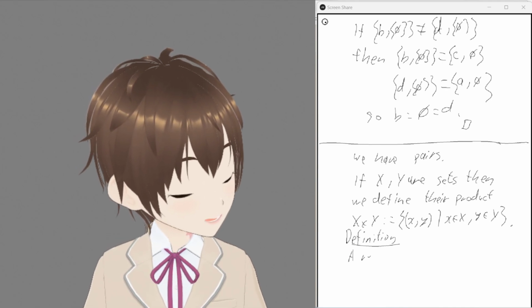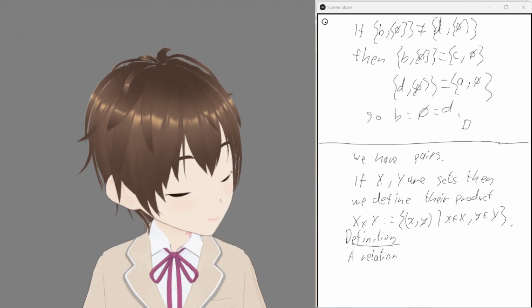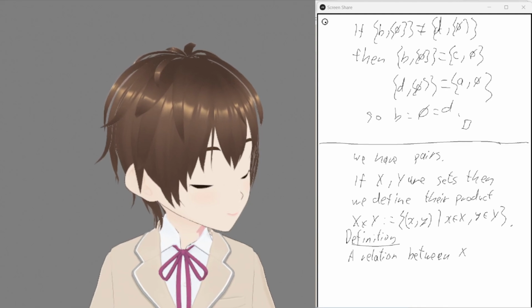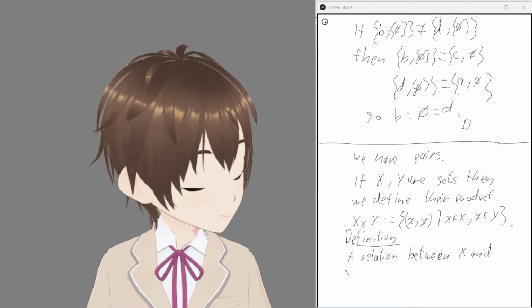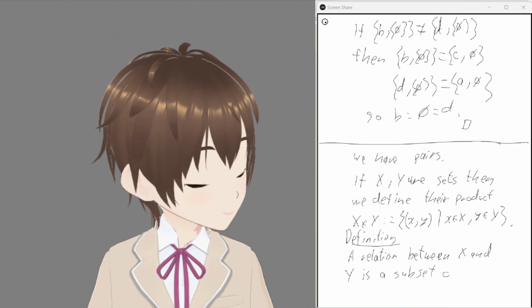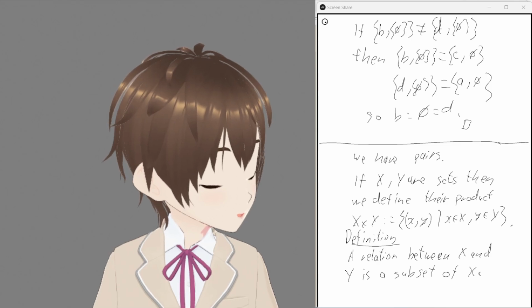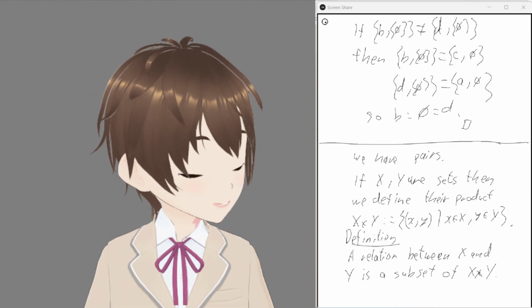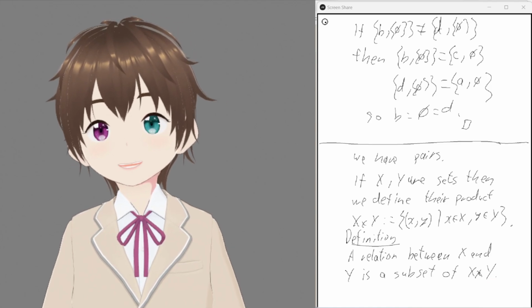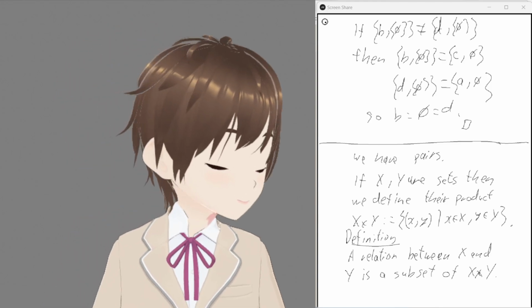A relation between x and y is a subset of x times y. So it's a set of things which belong to the set. It's a set of pairs. Any definable subset is a set because of the axiom specification.